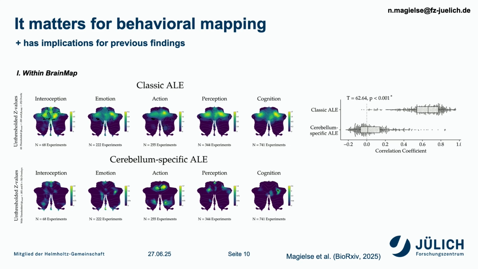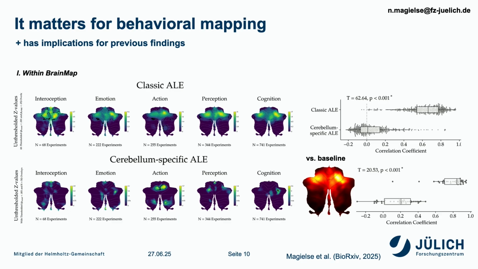You can also correlate all these behavioral maps to one another, and then find in classic ALE, the method that doesn't account for the bias, a really, really high spatial correlation of 0.8 among all the maps. That doesn't really make sense because that would mean that all the behaviors map to the same location in the cerebellum, which goes against what we would expect, right? And when accounting for the bias, you see that this normalizes back to 0. So the maps are different, which is, I hope, what we'd like to see.